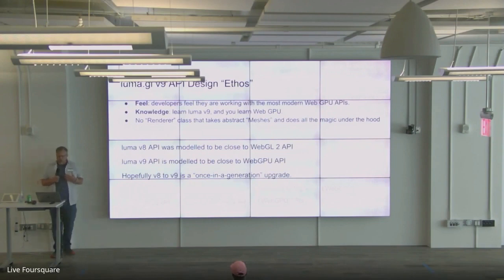And so luma.gl was always modeled to be very close to the GPU API. The earliest version of luma.gl was WebGL 1. From V5 onwards until V8, which is the current version, it was based on the WebGL 2 API, and the new version that's coming out now that we're working on is modeled to be very close to the WebGPU API. And so it's kind of an idea about the feeling.